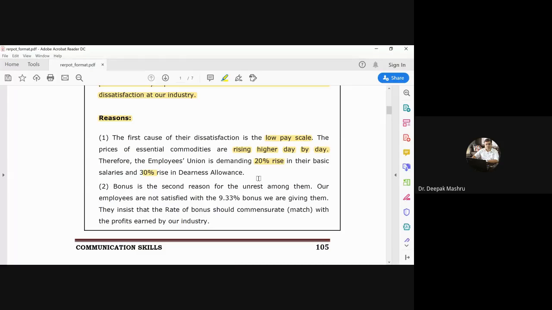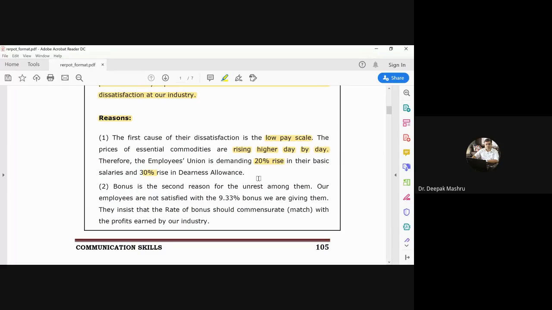If I get time or if I get some format, I'll share it for your reference. Here you need to understand that you can plainly write that there should be a 20% rise in their salary. That's all, that will do. Bonus is the second reason for the unrest. Unrest means dissatisfaction. Unrest is equal to dissatisfaction.